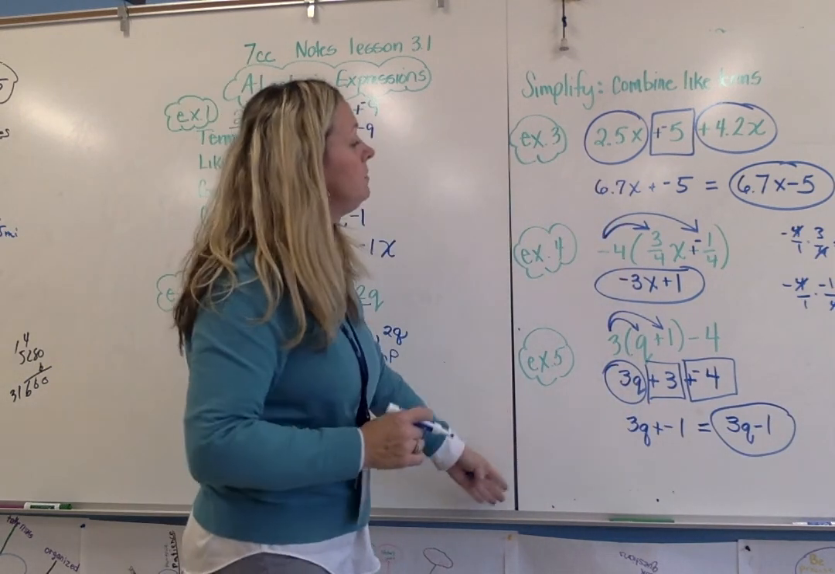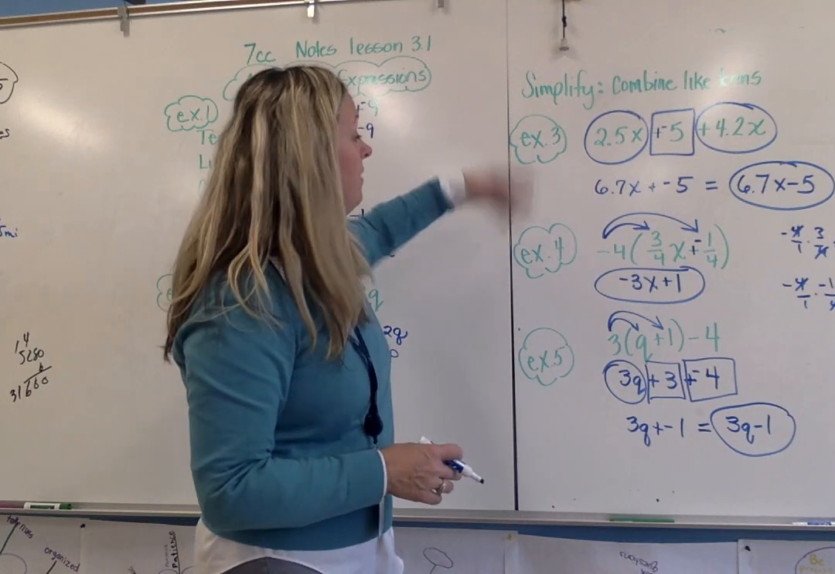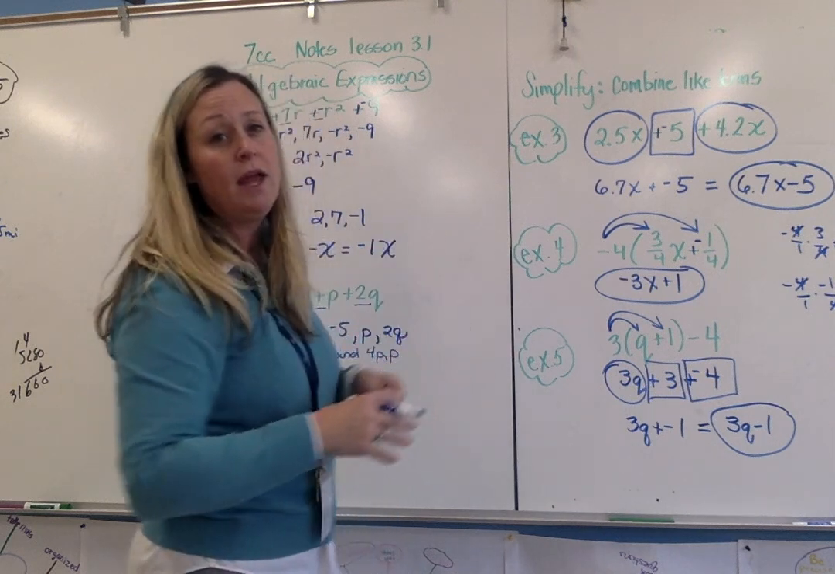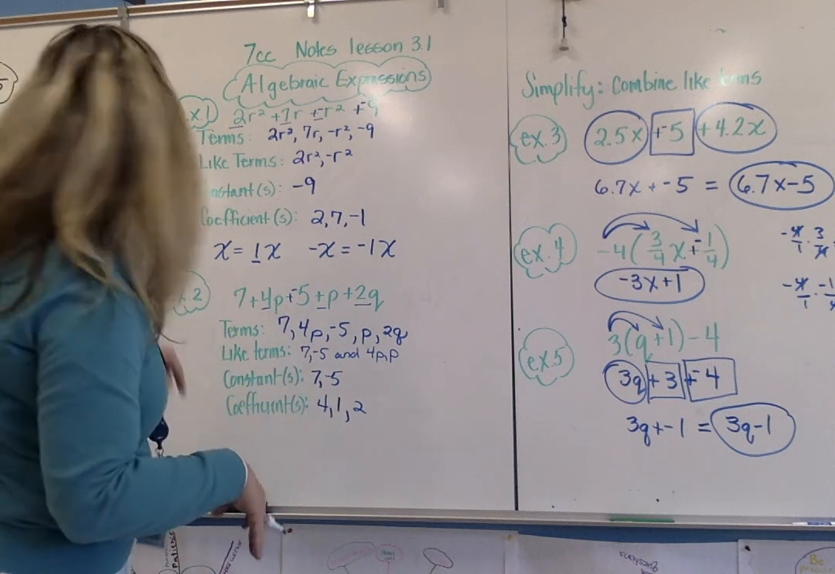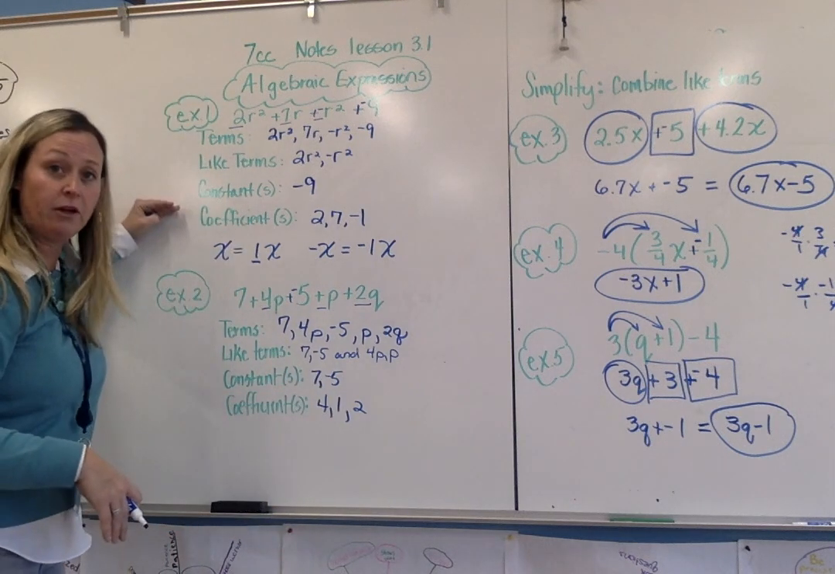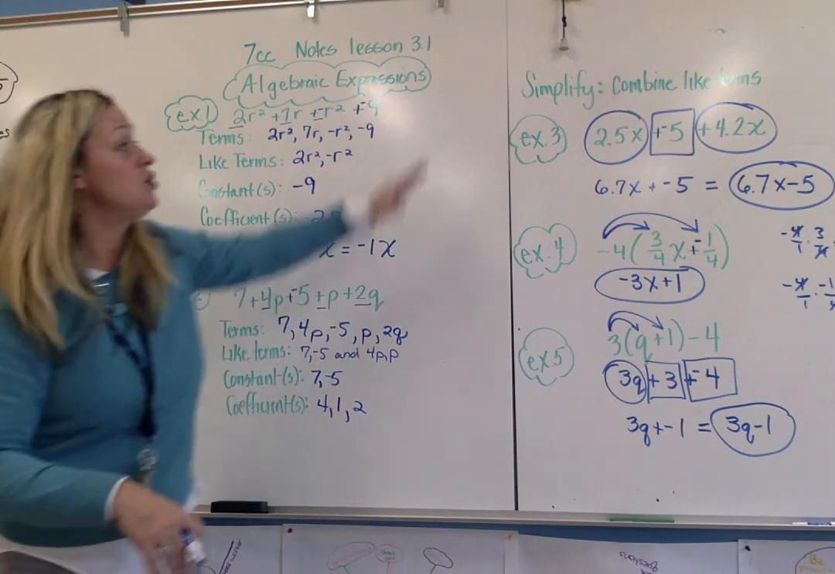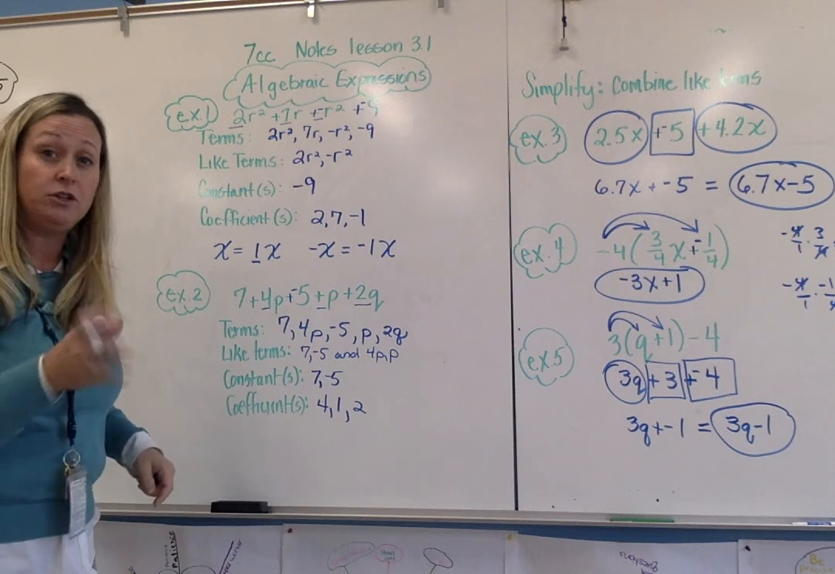So the strategy I'm using here is getting rid of any parentheses by using the distributive property. And then I like my circle square method in order to be able to see like terms. You need to know the vocabulary. You need to be able to identify parts of an expression, and you need to be able to simplify an expression. Everything I wrote down, you need to write down.